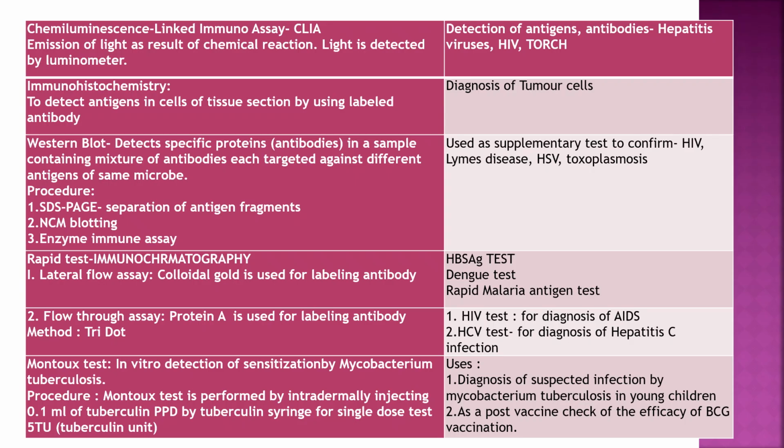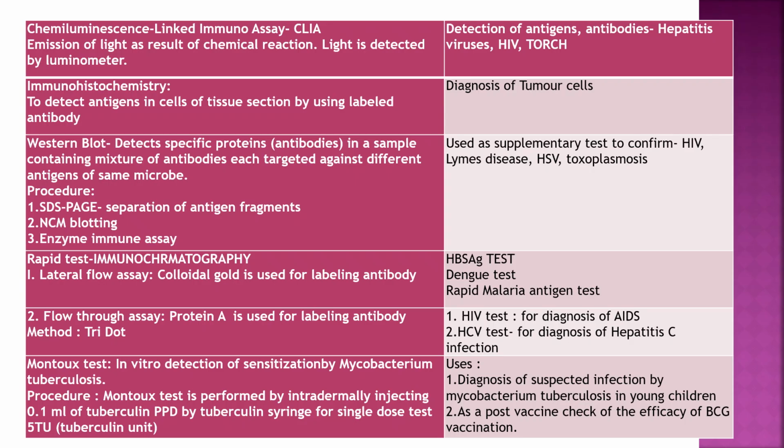Diagnosis of tumor cells. Western blot detects specific proteins or antibodies in a sample containing a mixture of antibodies, each targeted against different antigens of the same microbe. Procedure: first SDS-PAGE separation of antigen fragments, then nitrocellulose membrane blotting, and third is the enzyme immunoassay. So it is used as a supplementary test to confirm HIV, Lyme disease, HSV, and toxoplasma.